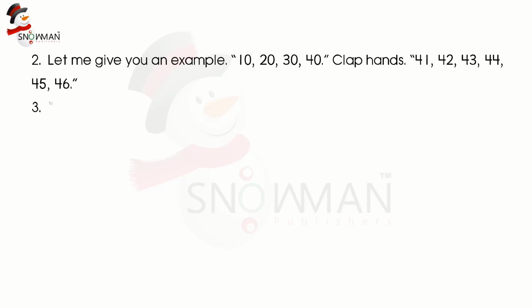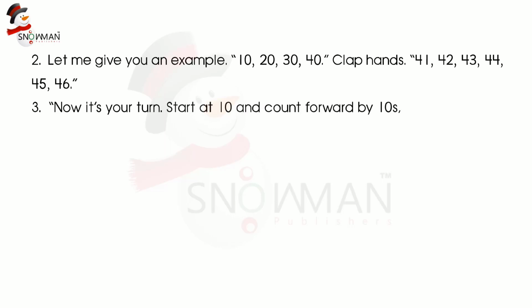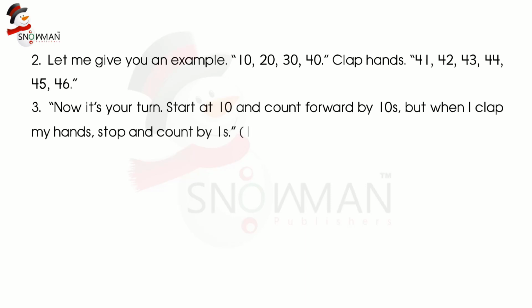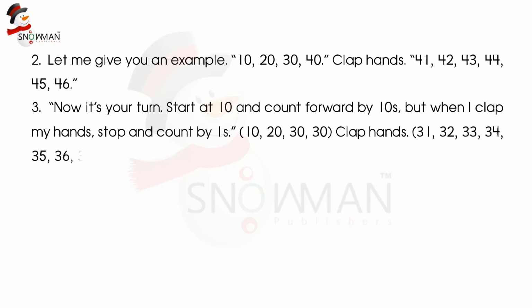3. Now it's your turn. Start at 10 and count forward by tens, but when I clap my hands, stop and count by ones. 10, 20, 30. Clap hands. 31, 32, 33, 34, 35, 36, 37. Stop.